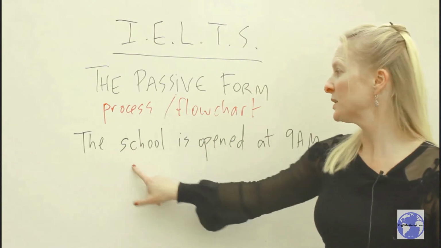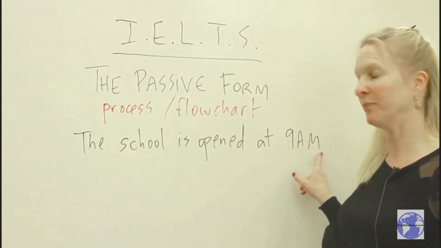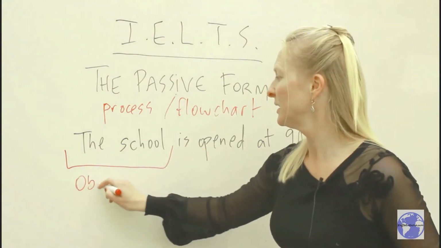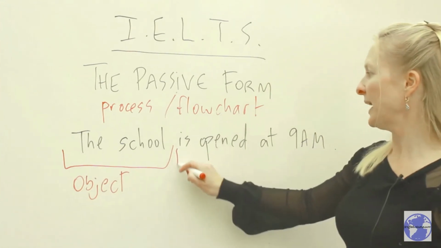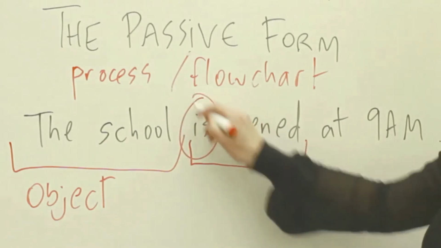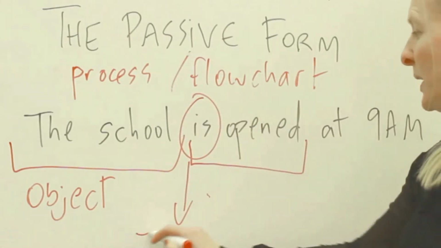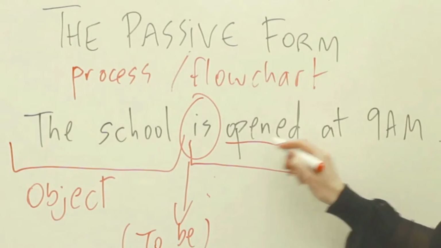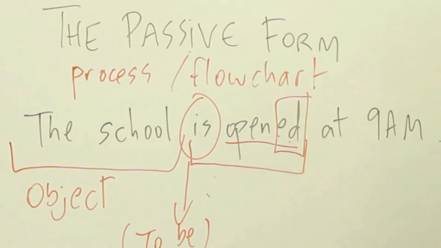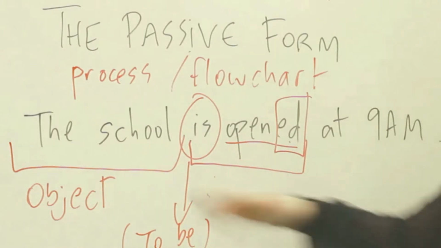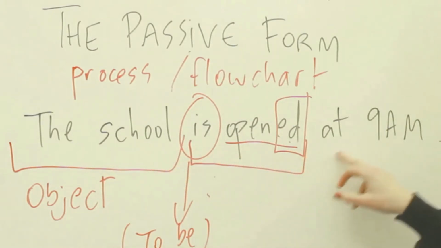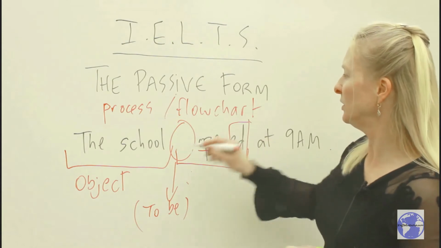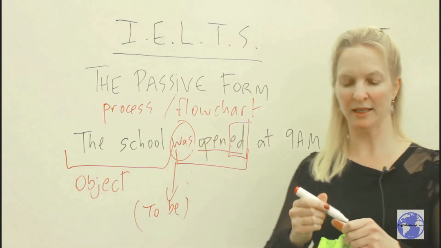So for example, the school is opened at 9 a.m. So here we put the object at the beginning of the sentence, and we put the action here. So we use the present form of to be, in this case, and we use the past participle of the verb, open plus ed at the end. So that is the passive form. The school is opened at 9 a.m. Now, if I want to make that in the past, the school was opened at 9 a.m.